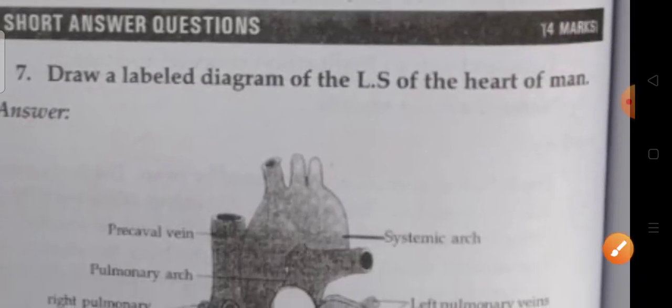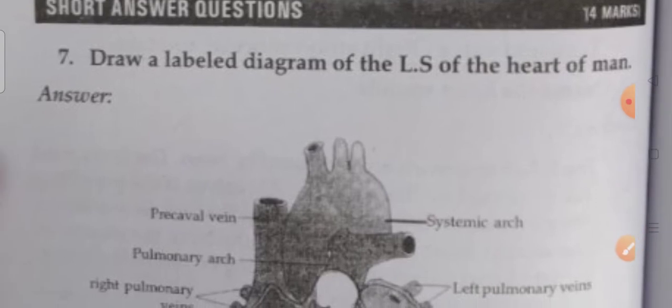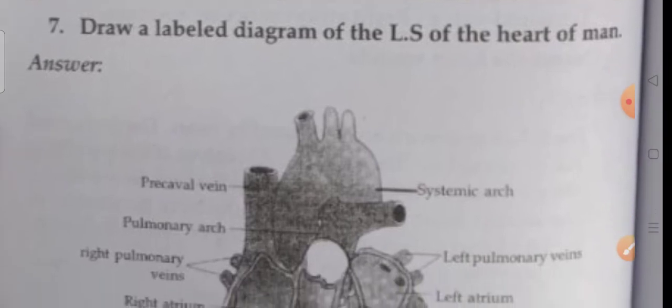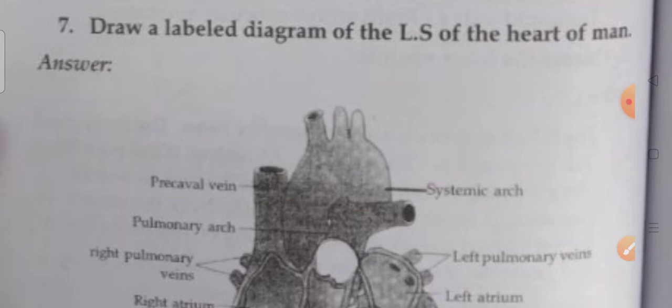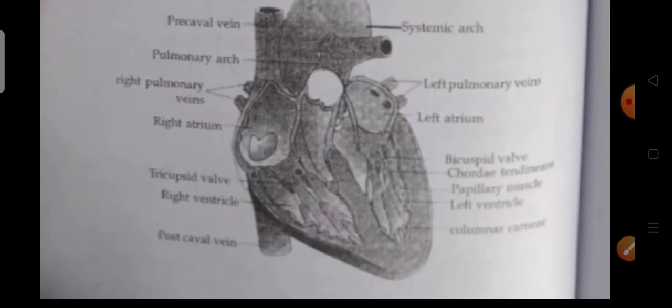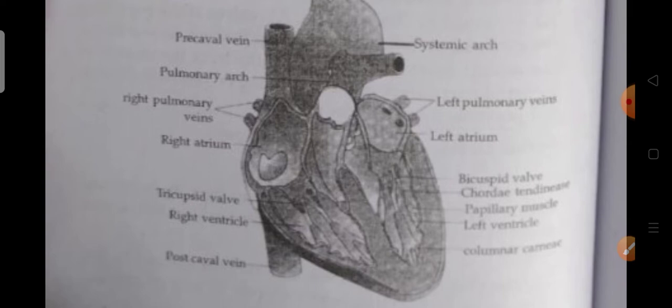We have finished the long questions and short answer questions. Next, we see the 4 marks questions. Draw a labelled diagram of the LS of the heart of a man. This one you already know very well, as you have studied it in anatomy and physiology, even in vocational courses like physiotherapy and pharmacotherapy. It's easy for second year students. It's very easy to get a good score in zoology. This is very, very important.